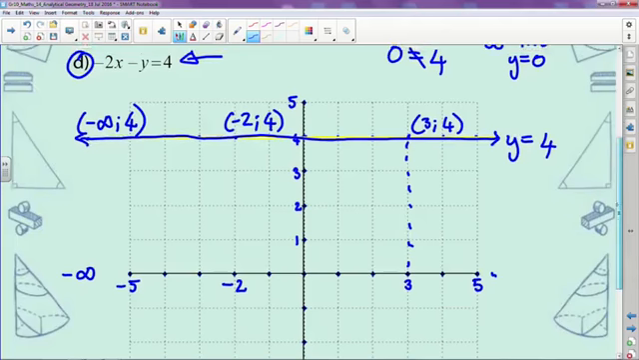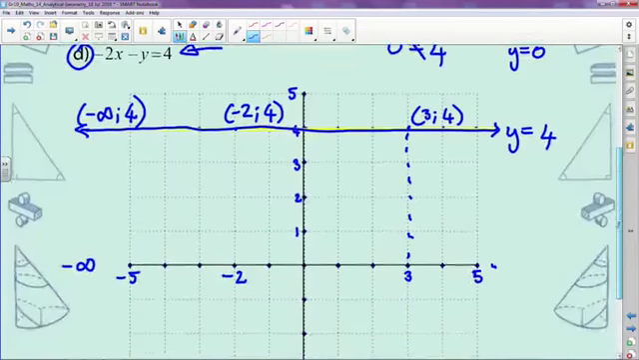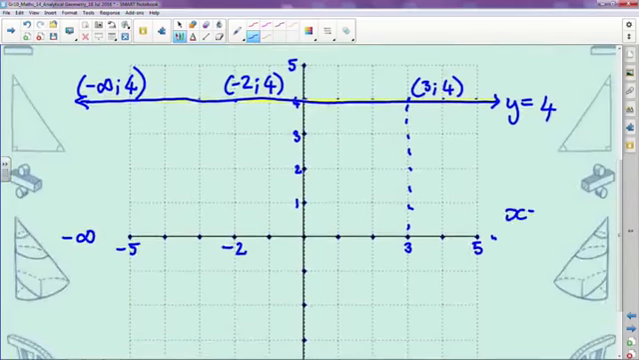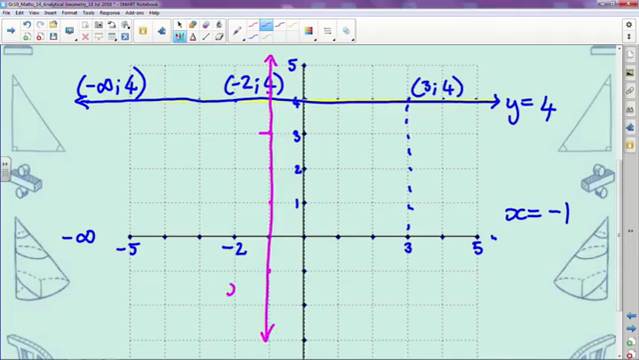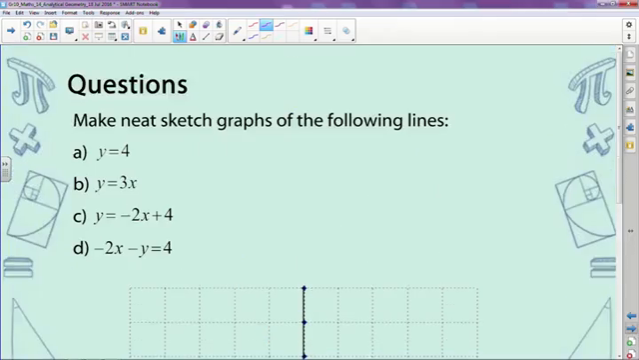So that's pretty easy. If we had a line of x equals, let's make it negative 1, what would that look like? Well, the whole way along the line, and let's change to pink, x would have a value of negative 1. So we would have a line that went through like that. x equals negative 1. So not so bad. Okay, let's get ourselves a clean sheet.